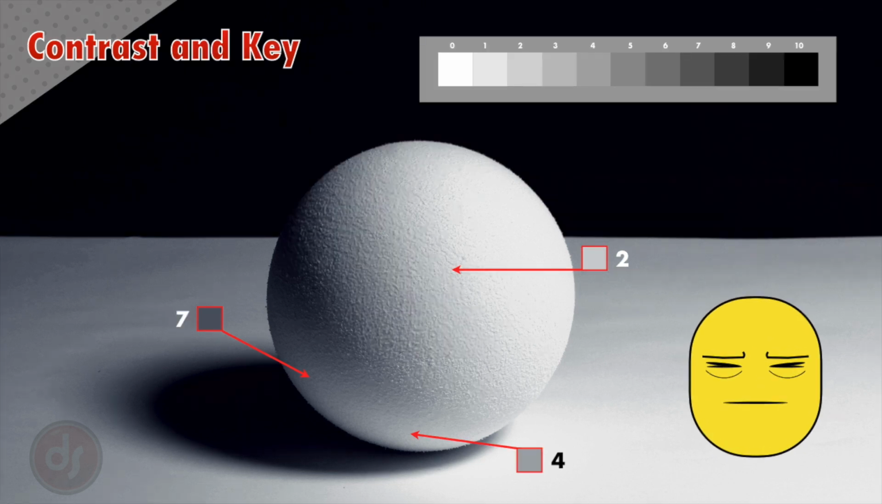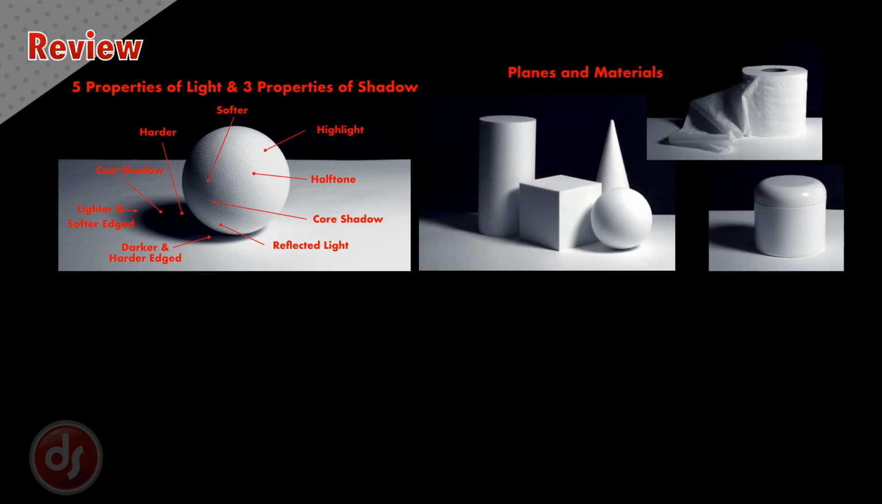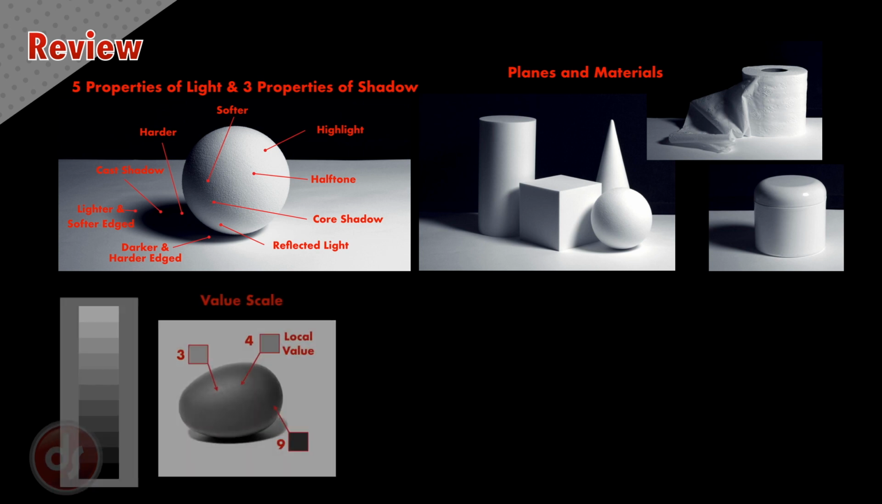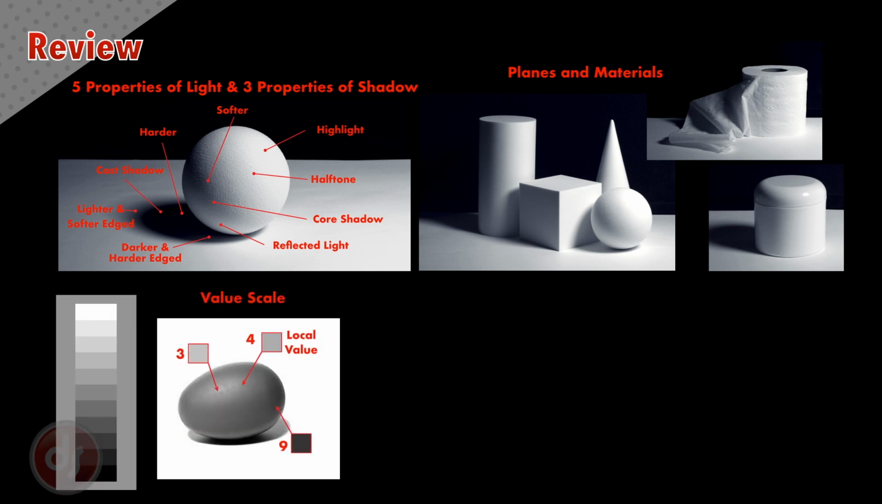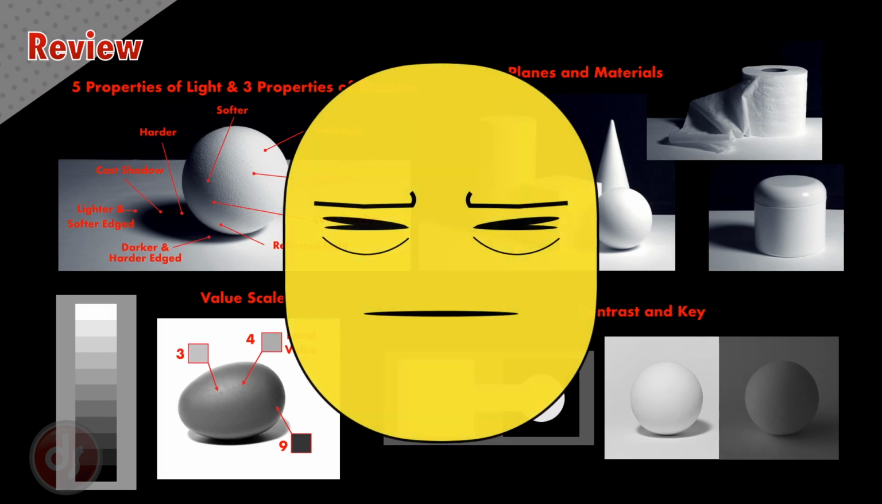Let's do a quick review of how to depict light and shadow in our drawings. Make sure you have all 5 properties of light and 3 properties of shadow. Pay attention to the plane changes and the material. Relate each value to a position on the value scale. And think about the key of the object and the surrounding values for accurate observations. Don't forget to squint to help you see value relationships more clearly, and just keep practicing.